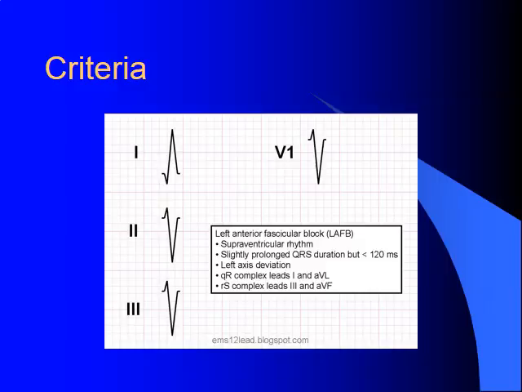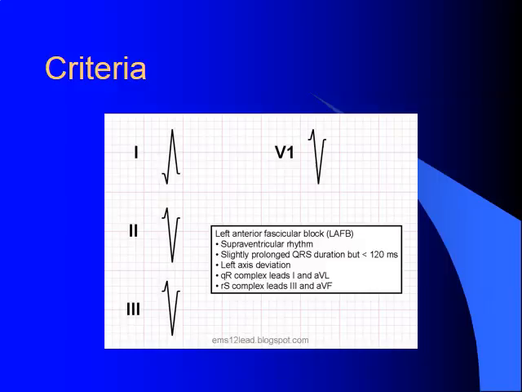So, if you guys remember, whenever we were talking about left axis deviation, we said that left anterior fascicular blocks are a diagnosis of exclusion when you do have a left axis deviation. So you need to be looking for this when you do have a left axis deviation.